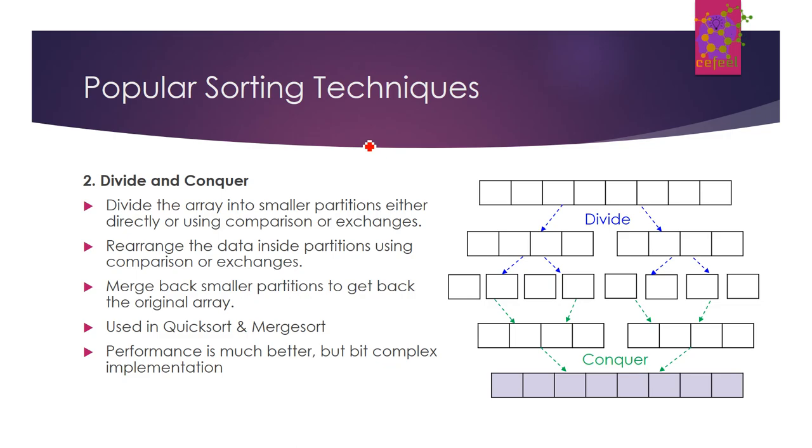Remember, if you go back to the table we saw a few minutes earlier, the negative of divide and conquer is that it could be a bit complex to implement, because now we need to make sure we are dividing the array, which means we need to maintain the start and end points of the smaller array, and while merging also we need to take care of certain conditions. So it might be a bit complex, but then it probably makes sense because the performance is now improved. It was n square in the previous technique, but here it's n log n.